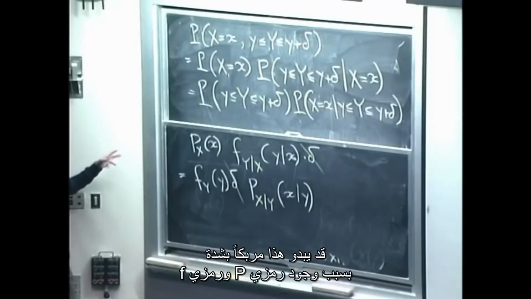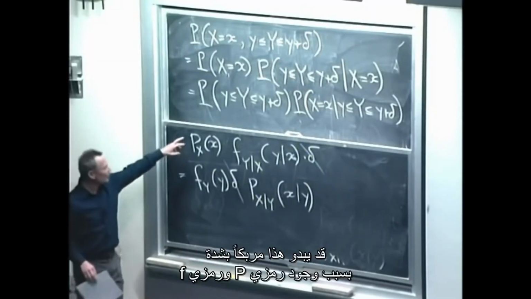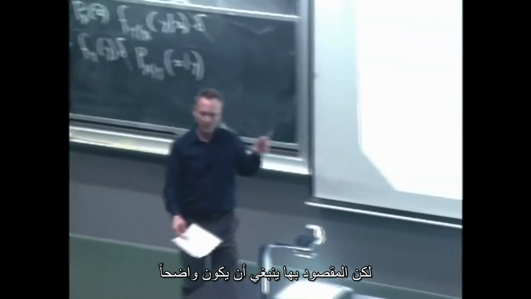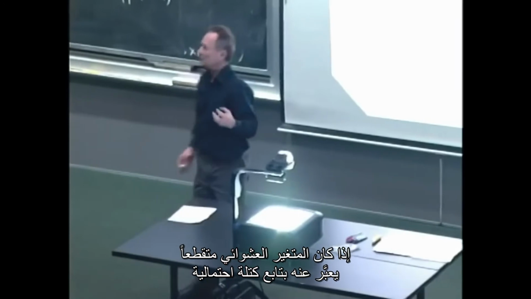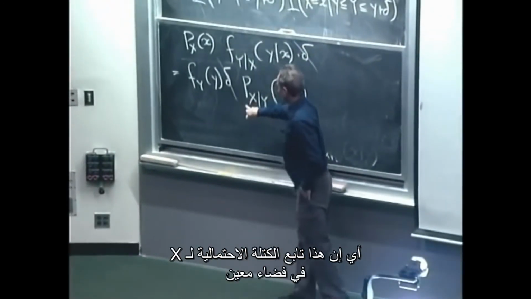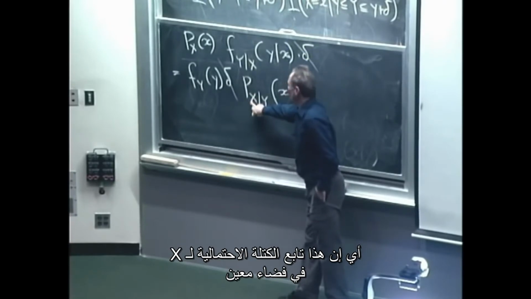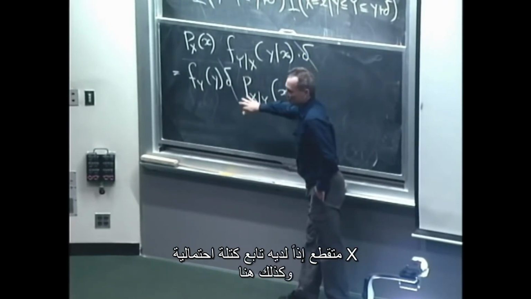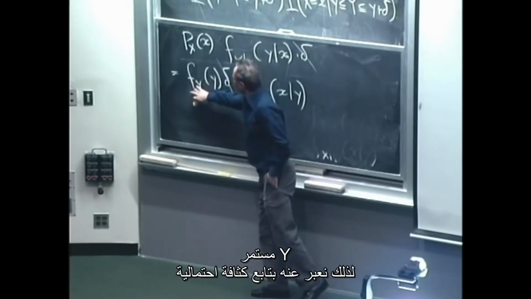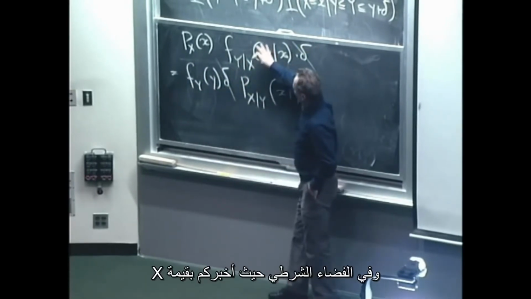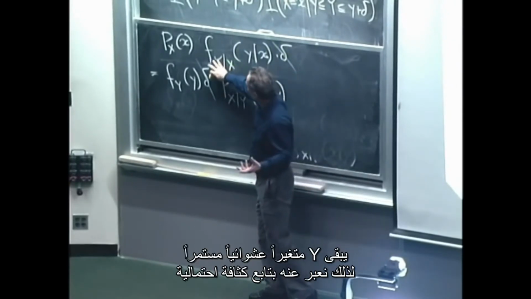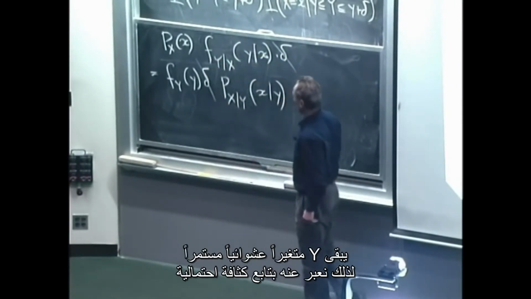Now, this may look terribly confusing because there's both P's and F's involved, but the logic should be clear. If a random variable is discrete, it's described by a PMF. So here we're talking about the PMF of X in some particular universe. X is discrete, so it has a PMF. Similarly here. Y is continuous, so it's described by a PDF. And even in the conditional universe where I tell you the value of X, Y is still a continuous random variable, so it's still described by a PDF.